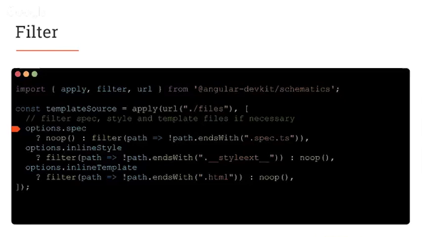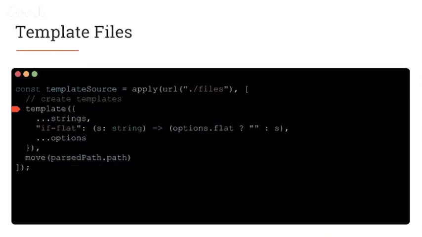Otherwise, let's go ahead and get rid of anything that ends with spec.ts and filter that out of our files directory, because they said they don't want a spec file for whatever reason. Let's say the user said they want inline styles. If that's the case, we don't need that style file, so let's filter that out as well. And then finally, if they want inline templates, we'll filter out anything in the files directory that ends with .html. So we'll do some filtering out of those files before we move them over.